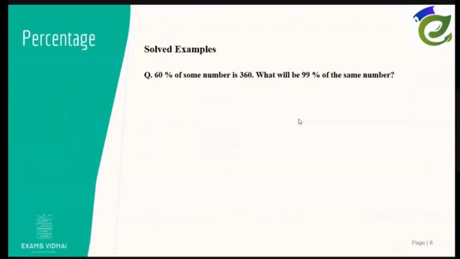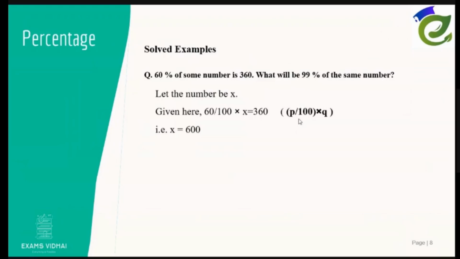Now let us try to solve the following example. The question is: 60% of some number is 360. What will be 99% of the same number? Let the unknown be x. To find the unknown, we'll write 60 by 100 into x equal to 360. We'll get the x value as 600. Now to find 99% of 600, we write 99 by 100 into 600. Then we'll get the final value as 594.